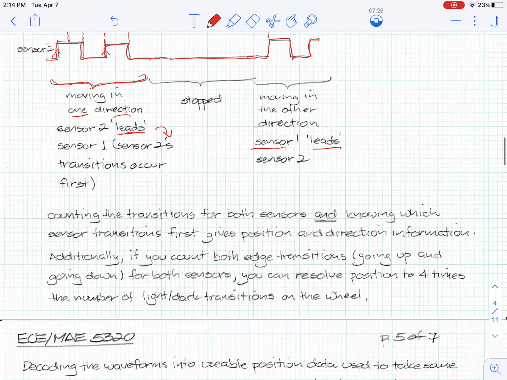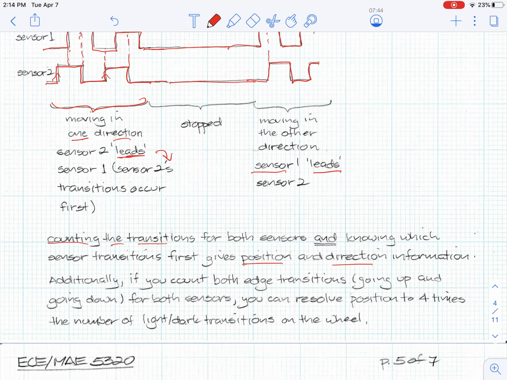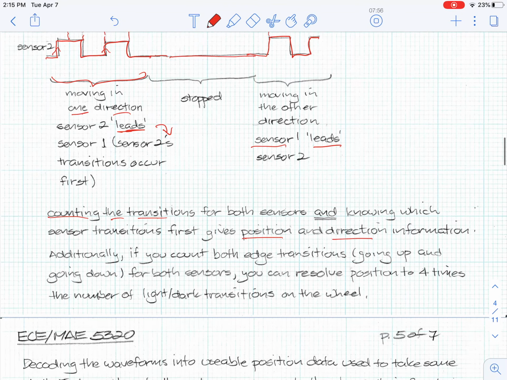And so by counting the transitions for both sensors, and knowing which sensor transitions first, that gives me position and direction information. And from that, I can get accurate position information, because I will know exactly what direction was turning when the transition occurred, and so I know where I am exactly.